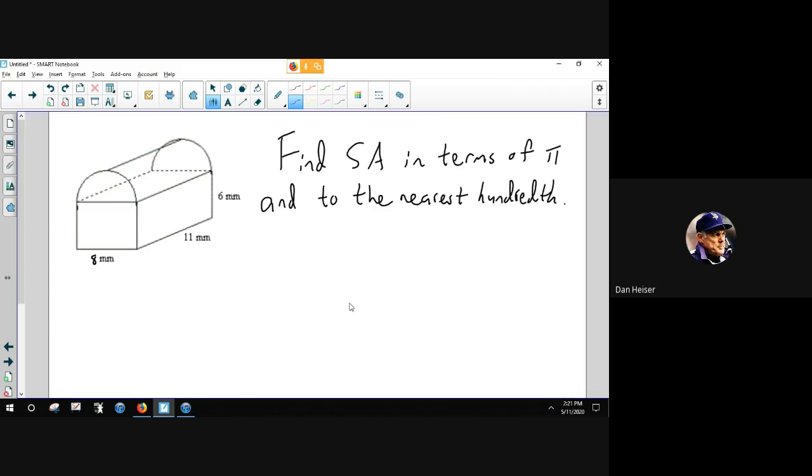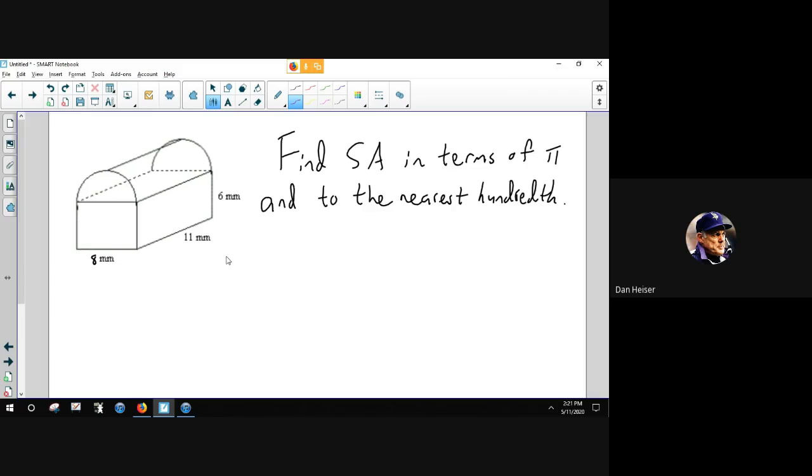A couple more surface area problems. These are going to be a little more involved than what you've seen so far. Here we have a half cylinder on top of a prism. And we are looking for the surface area, and we're looking for two answers. One of them in terms of pi, and the other to the nearest hundredth. So we'll solve this one both ways.